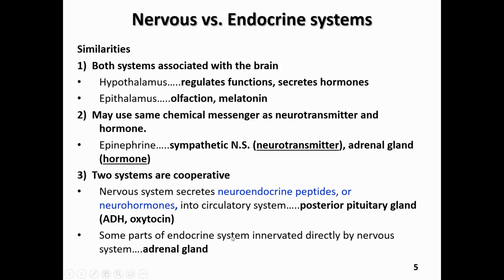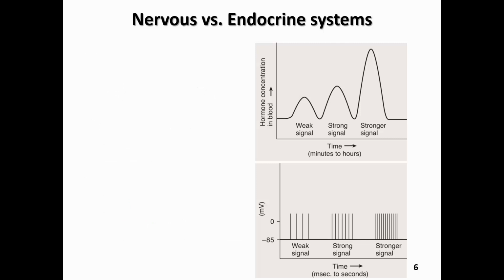Some parts of the endocrine system are innervated directly by the nervous system, with the example we cited in similarity number 2 with the adrenal gland. We saw that the sympathetic nervous system will send long axons of those neurons and directly activate the central part of the adrenal gland to produce epinephrine and to secrete epinephrine into the cardiovascular system.